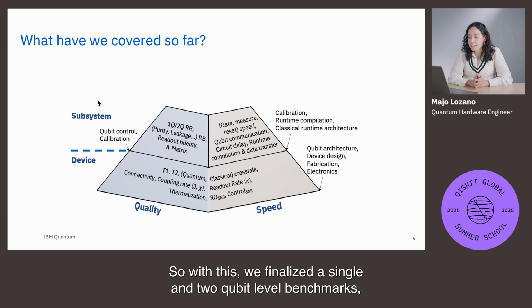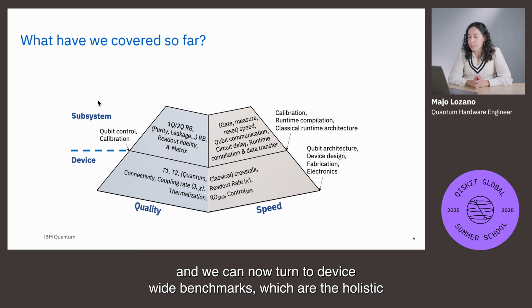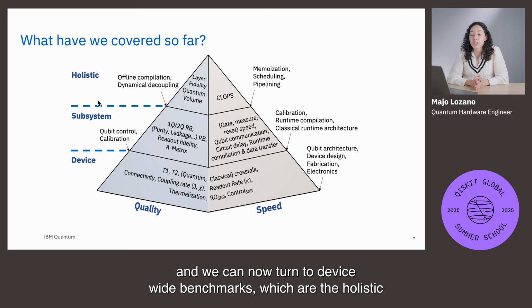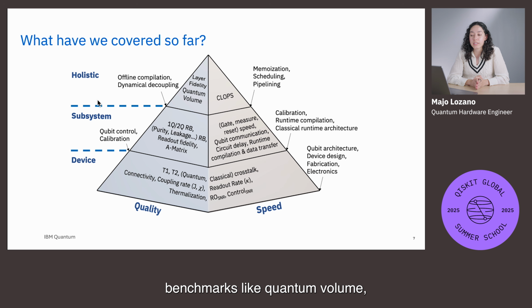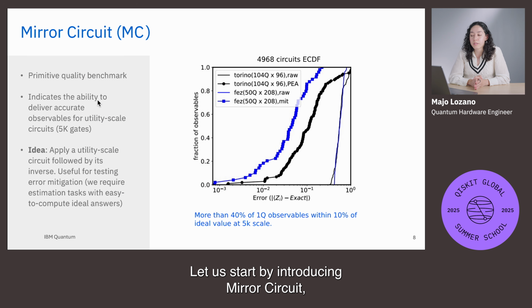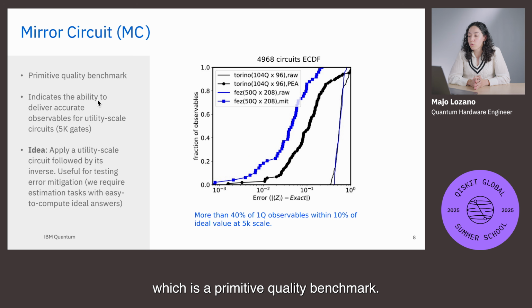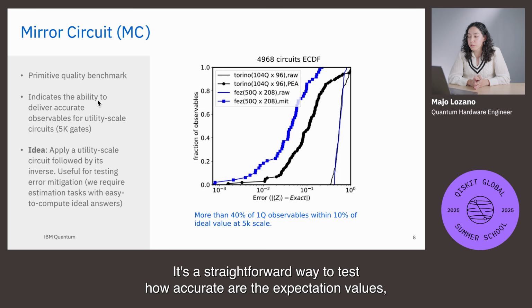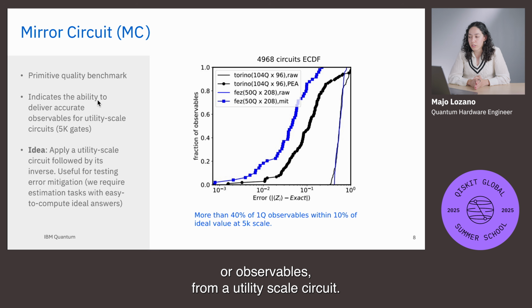So, with this, we finalize the single and 2-qubit level benchmarks, and we can now turn to device-wide benchmarks, which are the holistic benchmarks like quantum volume, layer fidelity, CLOPS, and mirror circuit. Let us start by introducing mirror circuit, which is a primitive quality benchmark. It's a straightforward way to test how accurate are the expectation values, or observables, from a utility scale circuit.